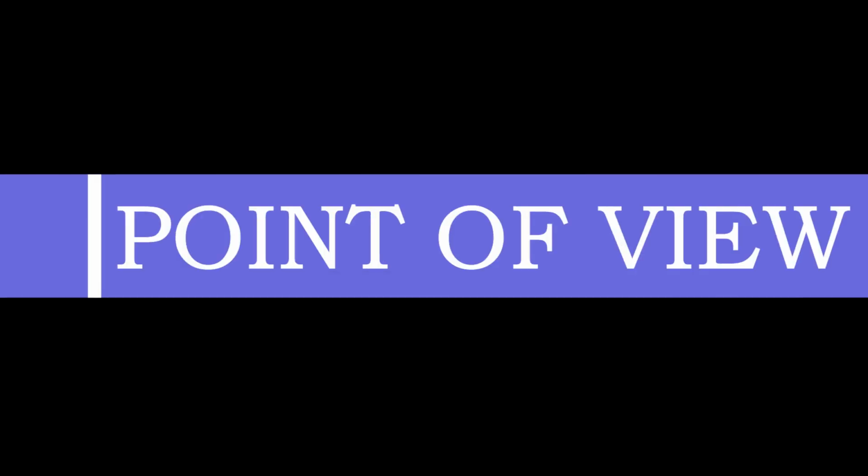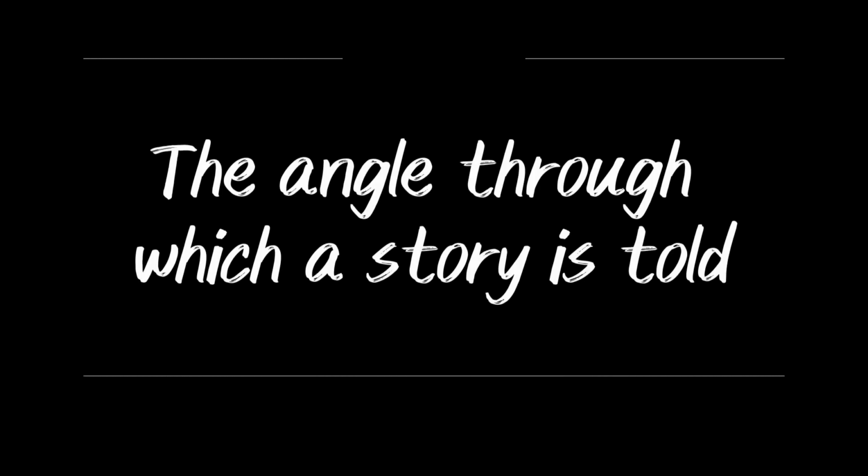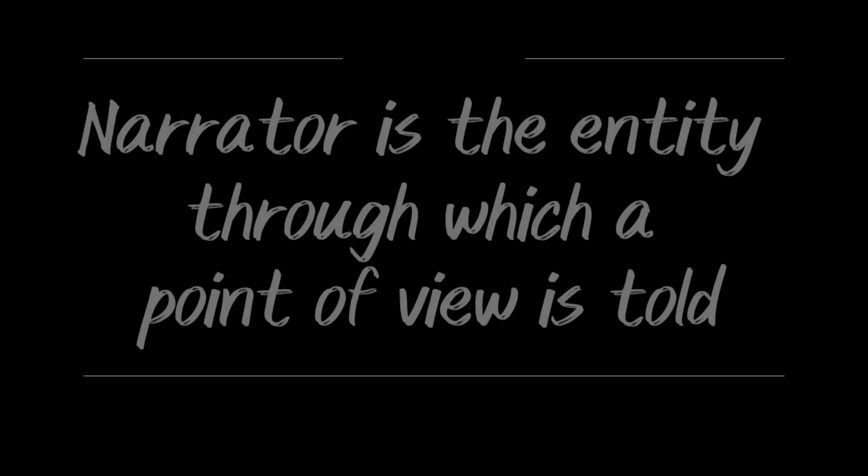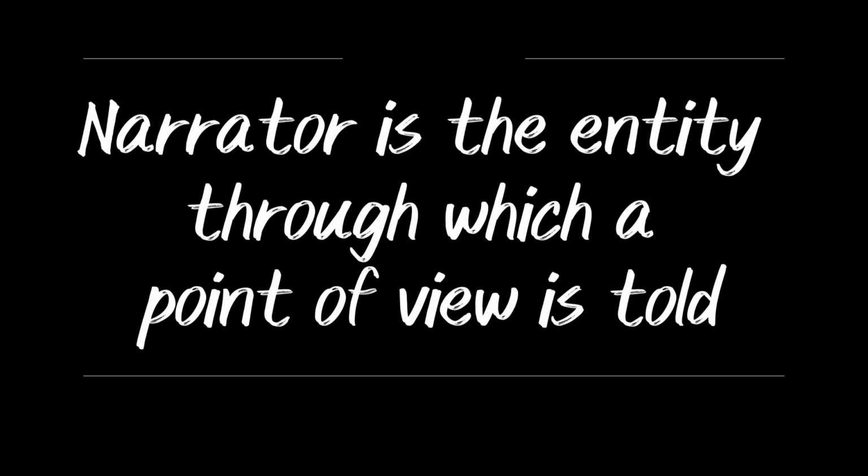Then we have point of view, also known as narrative perspective. An element closely related to narrator is point of view. Point of view is the angle through which a story is told. The difference between narrator and point of view is that a narrator is the entity through which a point of view is told, while point of view is the position from which the narrator sees the story. The story can be from the first person point of view, for example, I saw, or the third person point of view, for example, he saw.